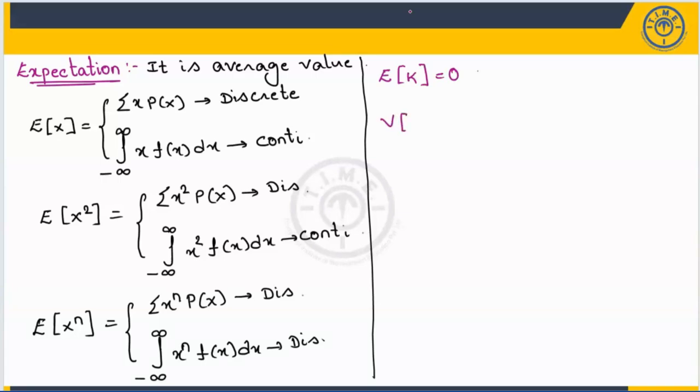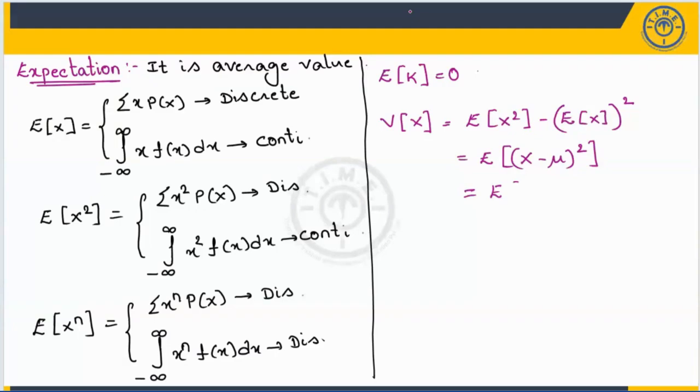Now, when we talk about the variance of a random variable, that is given by E of x square minus E of x whole square, or that can also be written as E of x minus mu whole square, or in other words, E of x minus E of x whole square. And the variance of a constant is always zero. Why? Because a constant does not vary. And the variance of a random variable is always greater than or equal to zero. Once this was asked for civil: the variance of a random variable.